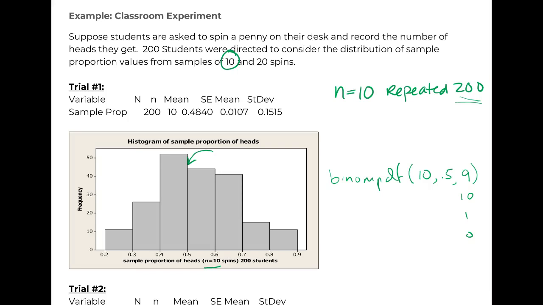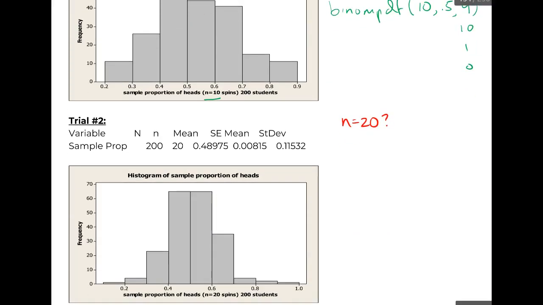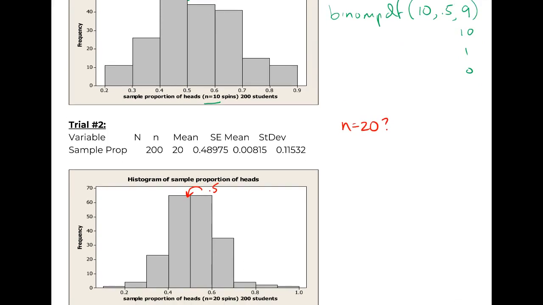Now the real question is, what would you think would happen if instead of 10 we looked at an n of 20, which is what's going to happen next? And of course you have the lecture notes in front of you so you can see. But before you even saw that, hopefully you're sitting there going, well, I'd still expect 50% heads, right? So it should still be centered at 50%. And that's what we see. It's still centered at 0.5, just like it was before.